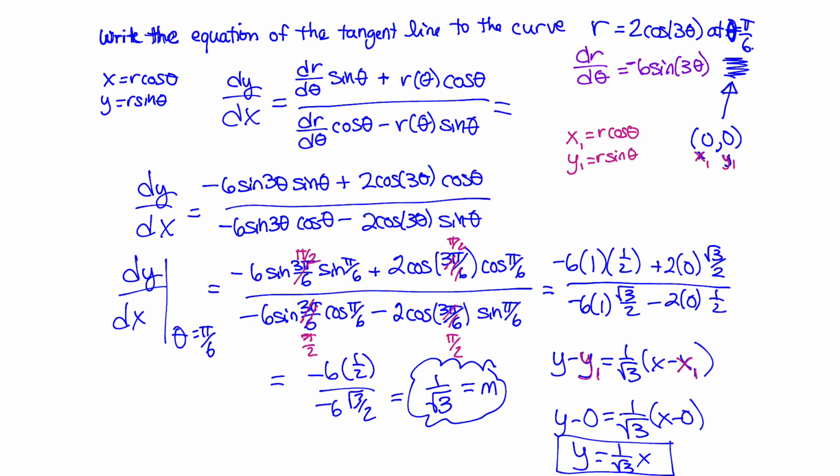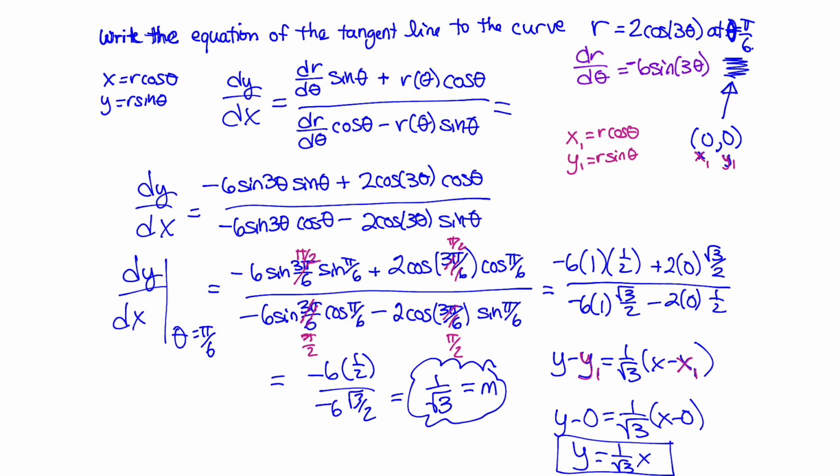Did anybody do it on Desmos? Does it look nice and neat? Hello, beautiful tangent line. That is one of the tangent lines to the curve. The other one, what do you think the other one's going to be? We can just guess now. It's going to be what? The other tangent line at the pole. y equals negative 1 divided by square root of 3 x. Yep, it is.